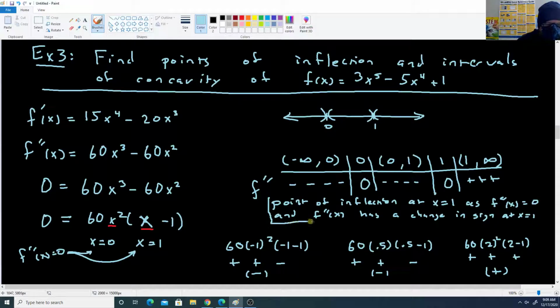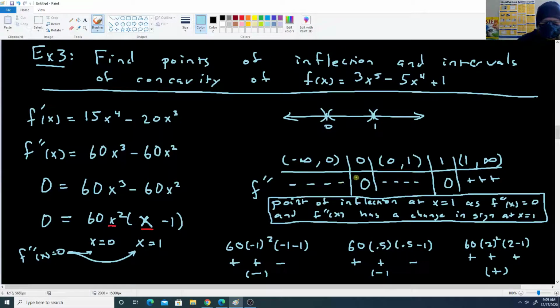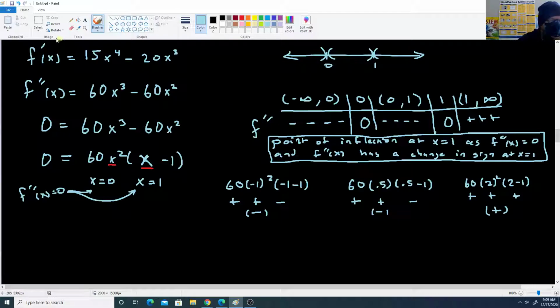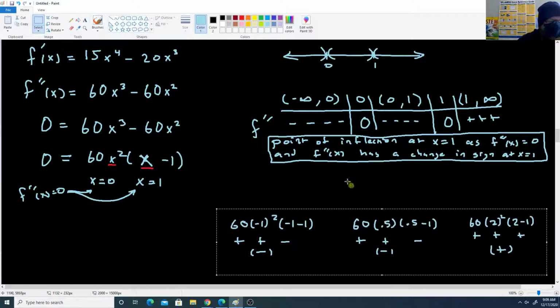So at 0, the second derivative was 0 there, but we did not have a change in sign. We started out as negative, and then we came back as negative. So there was no change in sign there, so it didn't create a point of inflection. This one we changed from negative to positive, so we did get a point of inflection out of it. Let me create some more space to write the rest of the answer here.